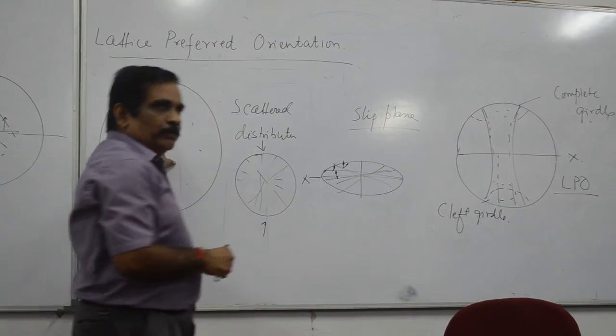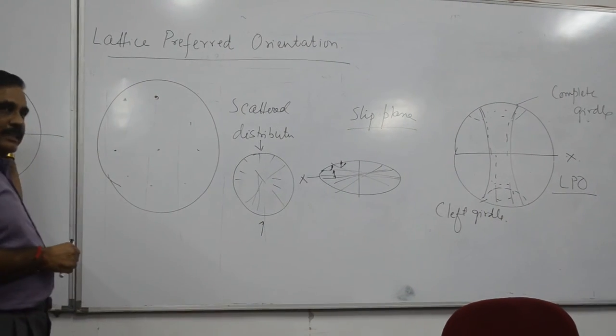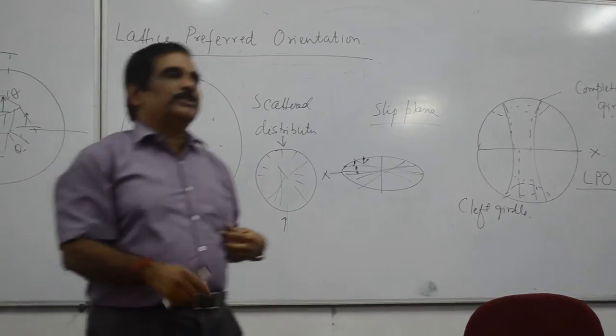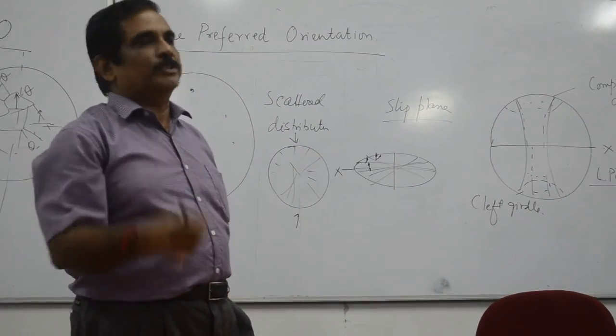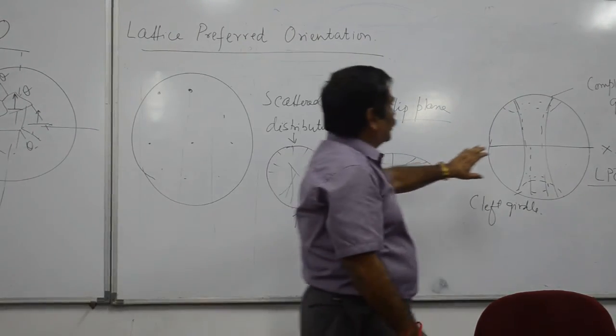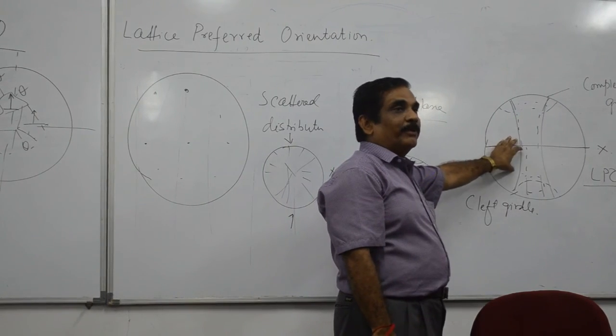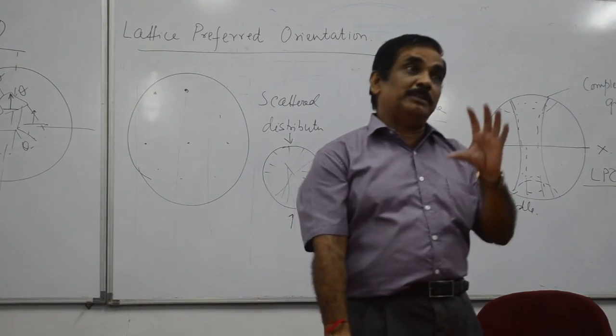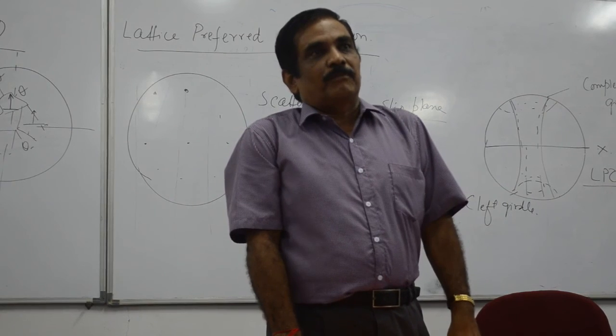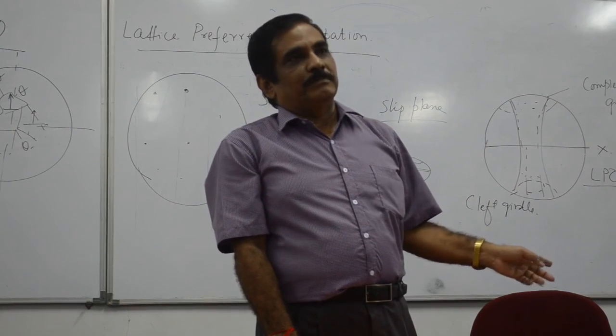So if you can determine the orientation of this axis, either by U-stage or many other instruments, then you can tell whether the rock is strongly deformed, weakly deformed, how much deformation has taken place. All those things can be quantified from this LPO. Understood?